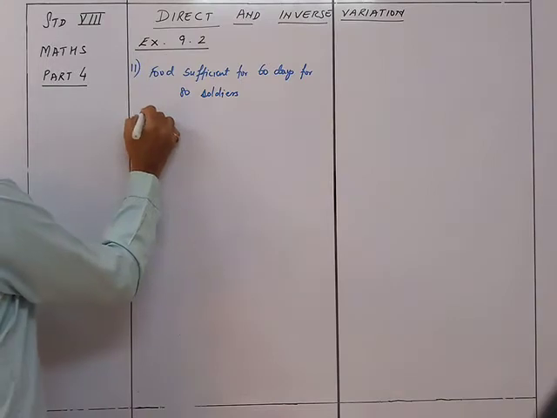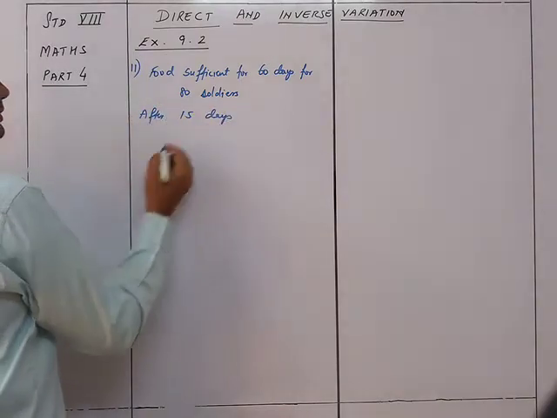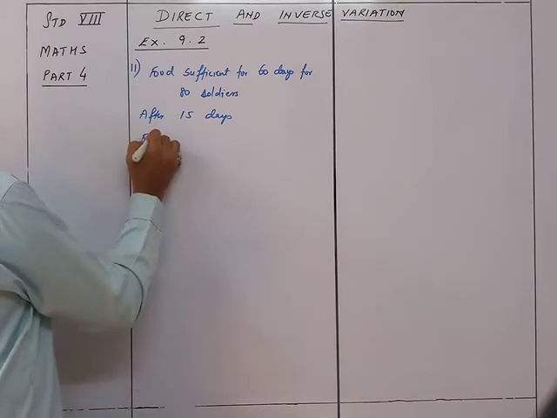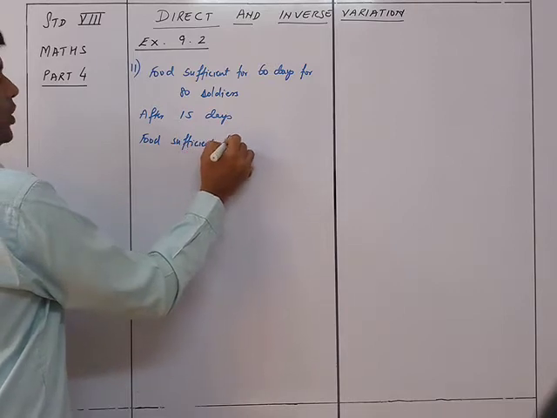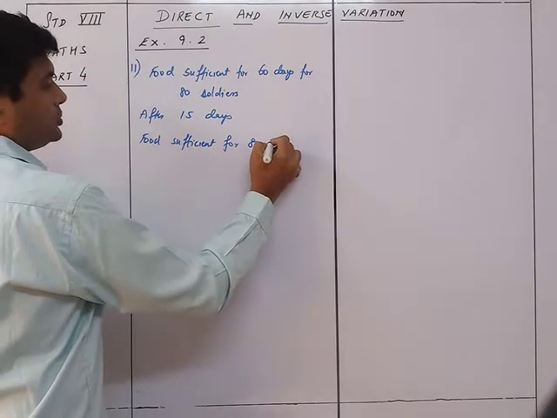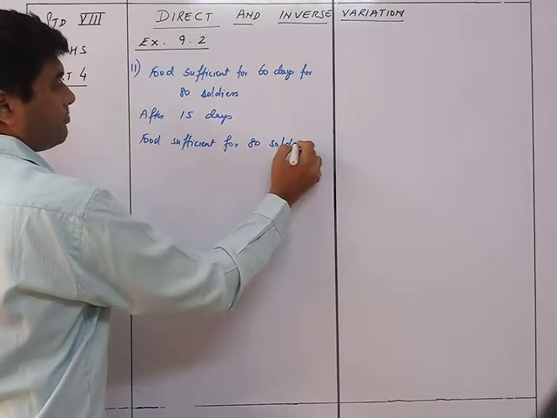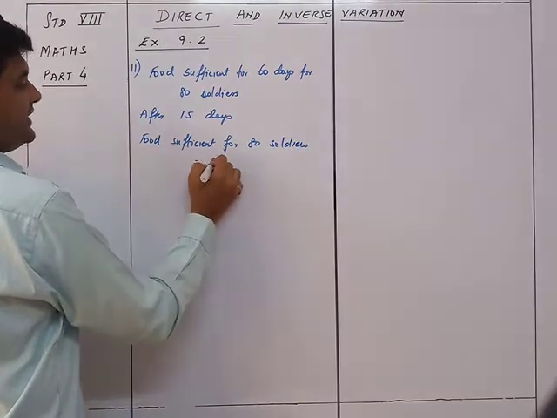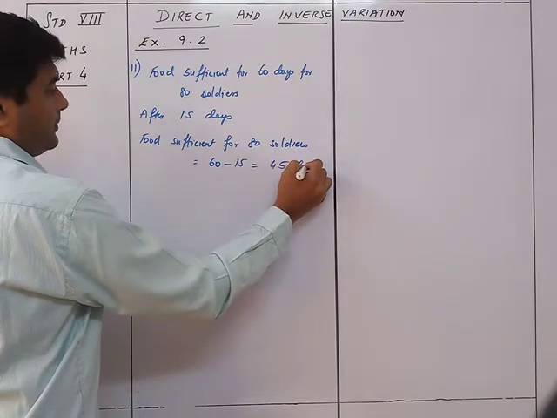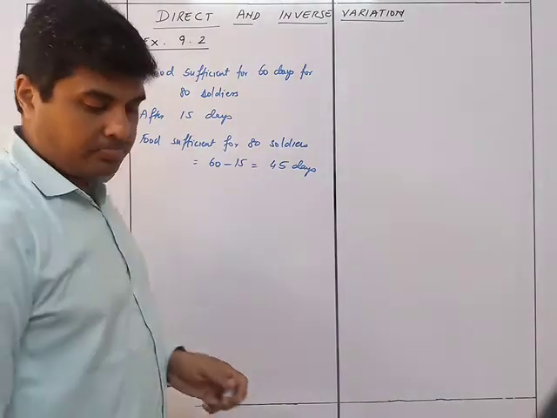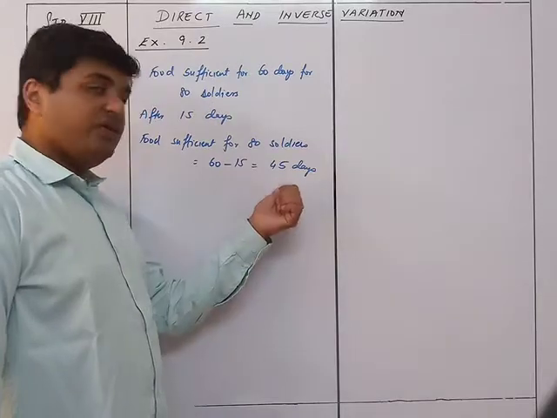Now, after 15 days, food sufficient for 80 soldiers is equal to 60 minus 15, which is equal to 45 days. Okay, so it is sufficient only for 45 days.